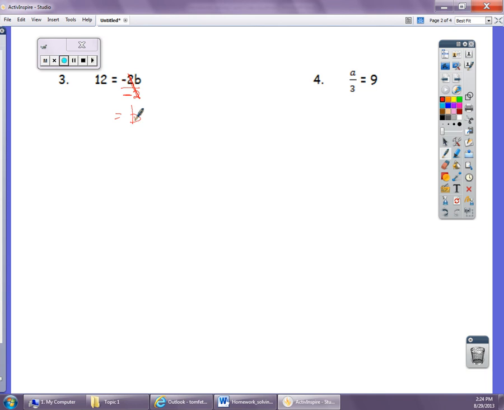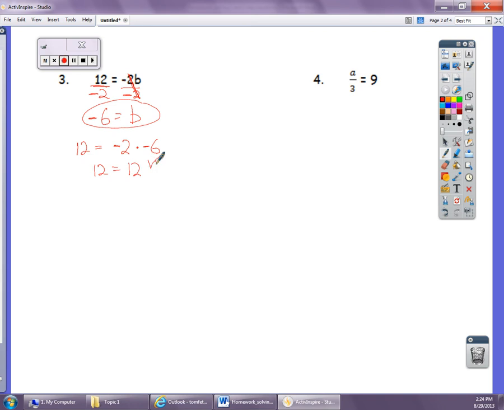So if we divide by negative 2 on the right side, we have to divide by negative 2 on the left side. Well, 12 divided by negative 2 will give us negative 6. So now we know that b is equal to negative 6. And we can plug this back in and check. So if we say 12 equals negative 2 times negative 6, negative 2 times negative 6 is 12. So 12 is equal to 12.